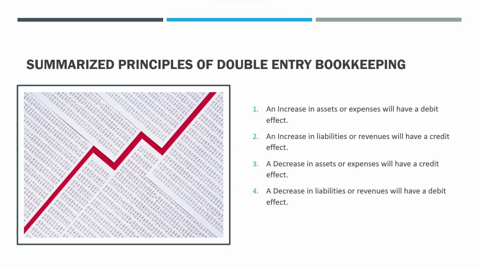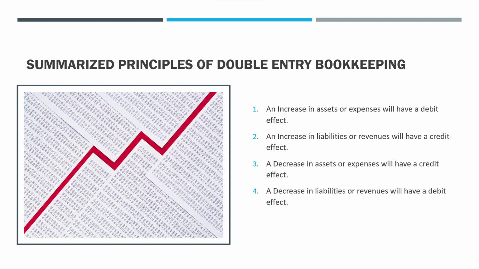If these 8 principles appear to be daunting to some of you, then there is another way to remember these 8 principles of double entry bookkeeping. This shortcut is: 1. An increase in assets or expenses will have a debit effect. 2. An increase in liabilities or revenues will have a credit effect. 3. A decrease in assets or expenses will have a credit effect. 4. A decrease in liabilities or revenues will have a debit effect.